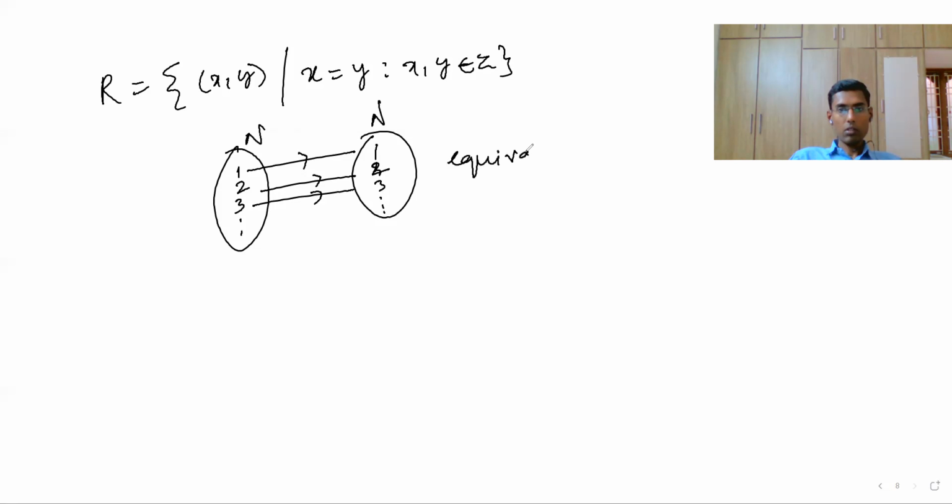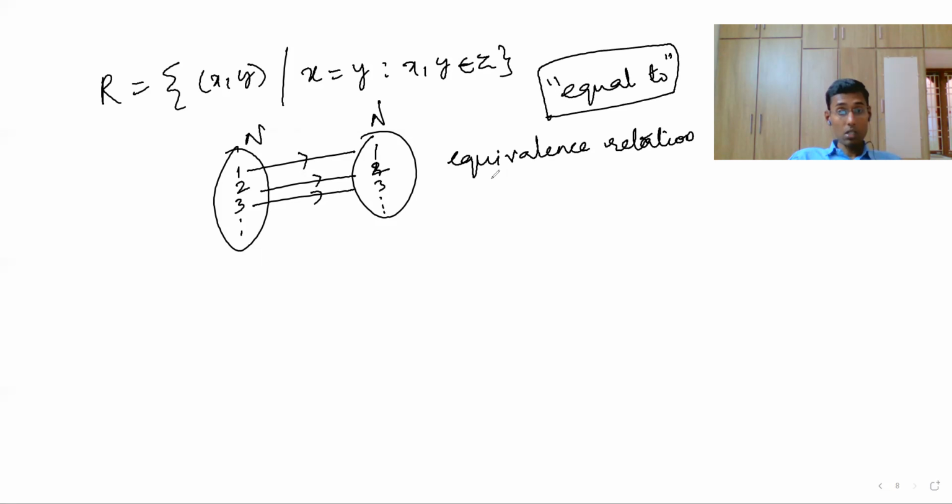But what I am saying is, here the relation is equal to or equals to, whatever. Equal to is a relation which is an equivalence relation. You understand that's the point? Yes, sir. All right.